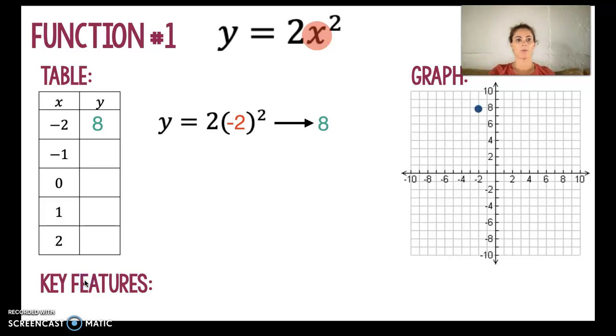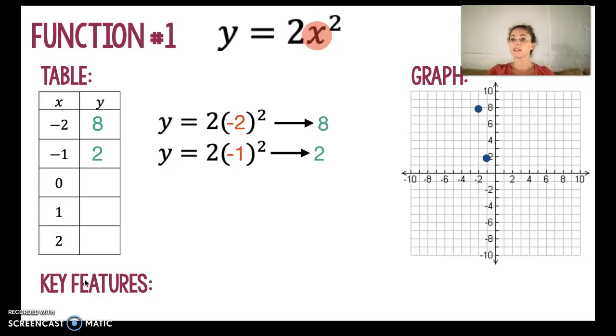I can take that point, -2, 8, and plot it on our graph. We're going to do the same thing for -1. Put -1 in that x spot. I simplify, -1 squared is 1, times 2 is 2. I put -1 in, I get a 2 out. I can plot that point, -1, 2. So this rule is showing me all of the possible combinations, essentially, for inputs and outputs. I'm organizing it in a table, and then I'm plotting that on a coordinate plane.